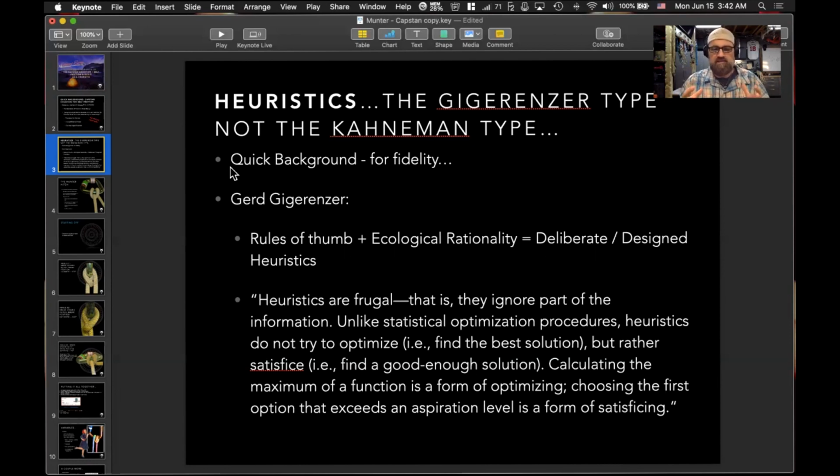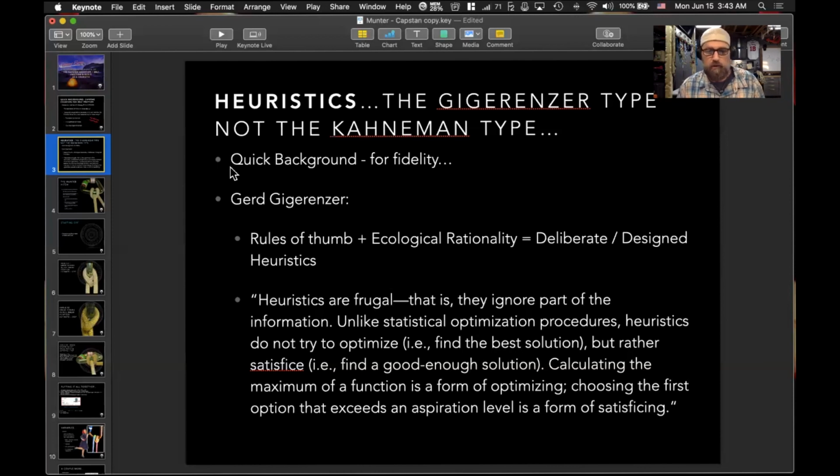We're talking about knowing your system well enough that you are able to create rules of thumb that you're able to go through. There's a great quote there at the bottom from one of Gerd's papers talking about how heuristics are frugal. That is, they ignore part of the information, unlike statistical optimization procedures, which is what you typically find Tversky and Kahneman talking about, which means if I don't have that information, I'm going to research and dig in, get that information, and then make a decision. Gerd hits it from, you have no time to do that. You're having to make decisions very quickly when you don't even really know everything that's going on, but it needs to get in that ballpark.